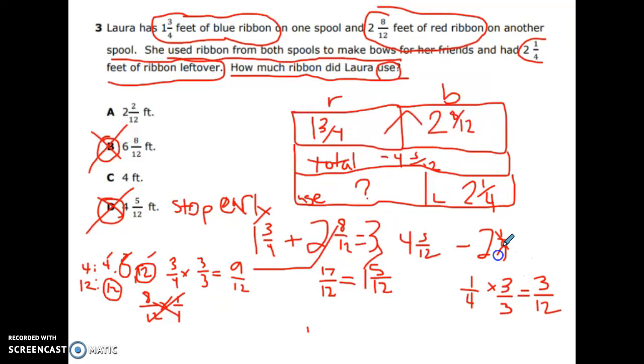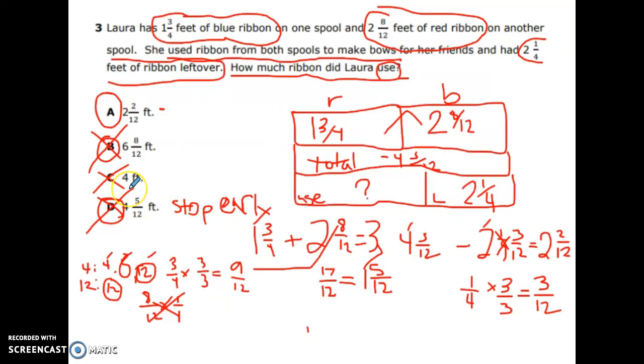So once I change that to 3 out of 12, 5 parts take away 3 parts is 2 parts out of 12, and 4 wholes take away 2 wholes is 2 wholes. So 2 and 2 twelfths. I see that as an answer choice. Let me look over here at 4 feet. Oh, that's way too long. Way too much. No way can I, if I have 4 and 5 twelfths as my whole and I'm taking away more than 2 wholes, there's no way that I'm going to have 4 wholes left over. And that right there is my answer, A.